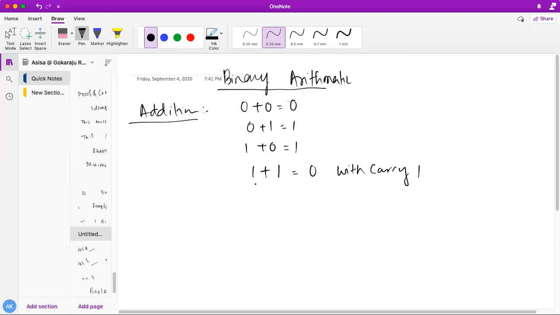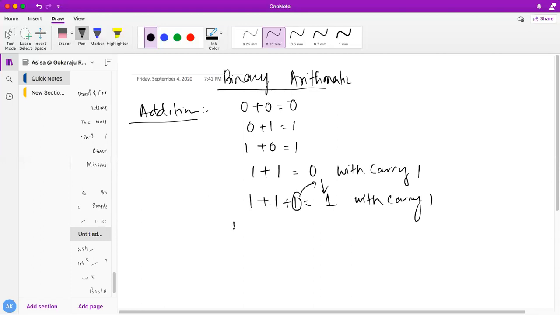One more thing, if it is 1 plus 1 plus 1, how is it, students? 1 plus 1 plus 1, sum is 1 with carry 1. Sometimes it will come, and it will be useful when you are doing certain implementations. Now what is happening here mainly? 1 plus 1 is 0 with carry 1. Here this one is adding with this, the sum is generated over here, and the carry is as it is, in the carry bit.